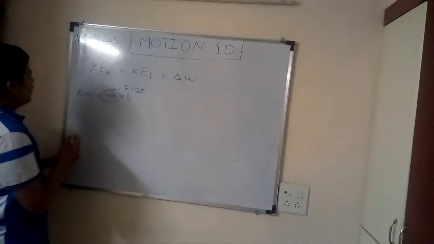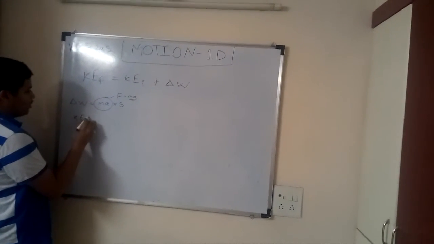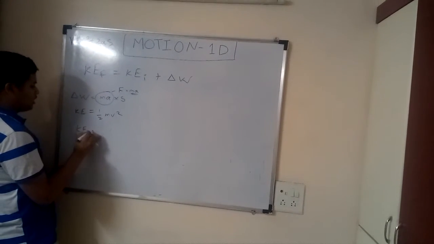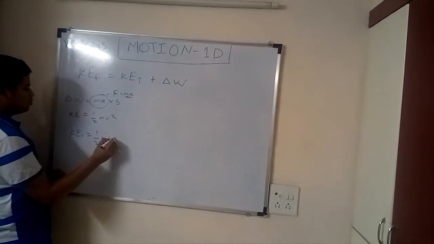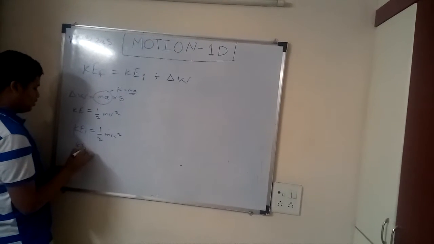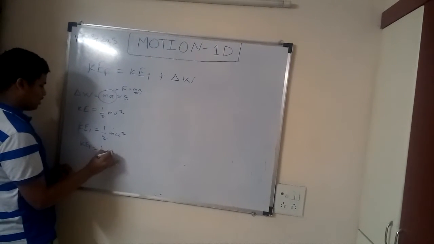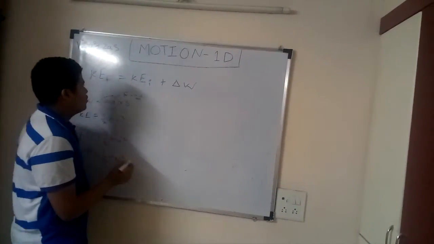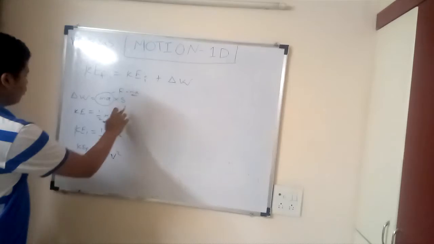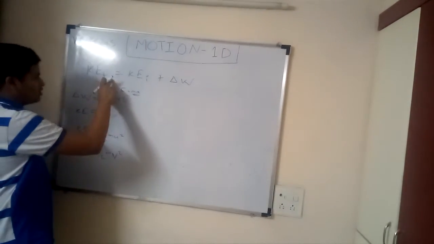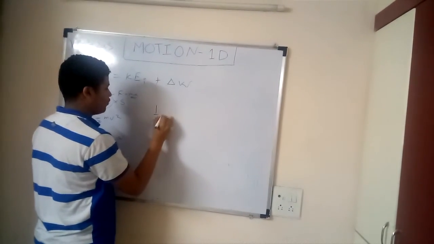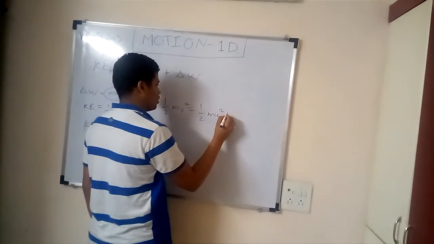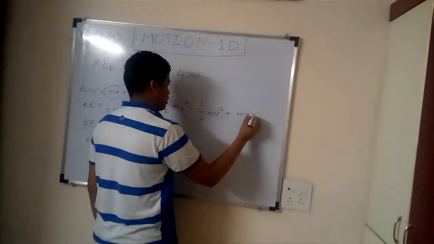Okay. Now, kinetic energy's formula is half m v square, so initial kinetic energy is equal to half m u square, and final kinetic energy is equal to half m v square, because we have considered final velocity and initial velocity. Now we will substitute all these values 1, 2 and 3 in this equation. Half m v square is equal to half m u square plus m a s.